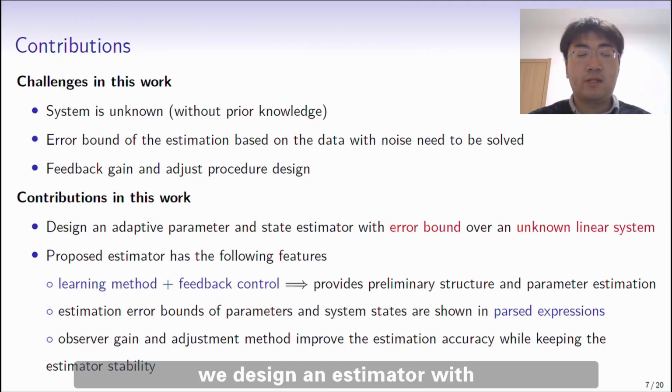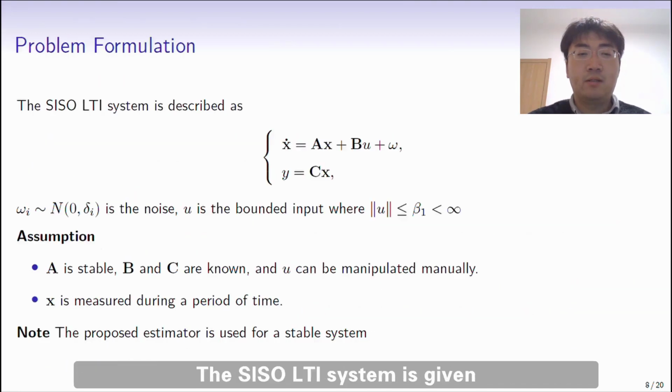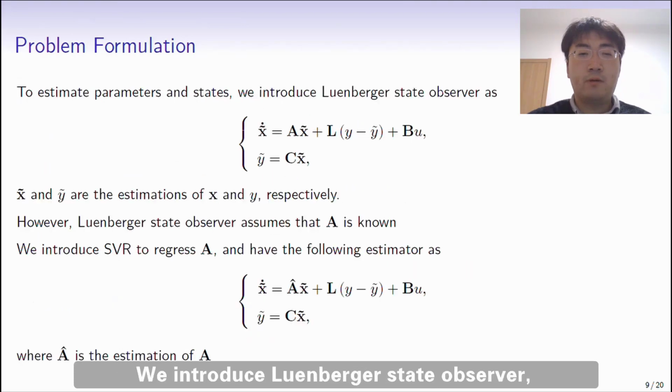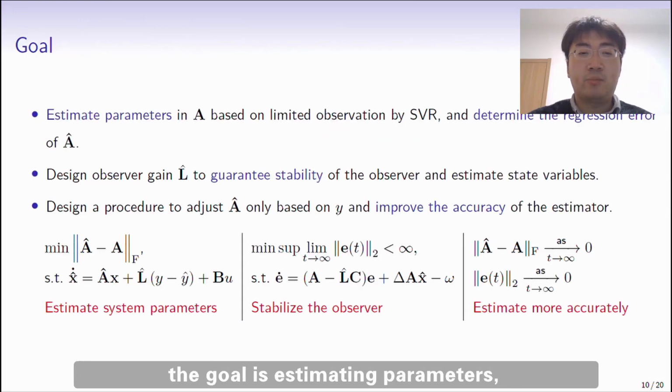In this work, we design an estimator with error bound over an unknown linear system. Also, in this work, the idea of learning methods plus feedback control provides preliminary estimation, and the design procedure to improve accuracy. Estimation error bounds are shown in the expression. The SISO LTI system is given with the following assumptions. We introduce the Luenberger state observer and the SVR to construct the estimator. The goal is estimating parameters, acquiring regression error, guaranteeing stability, and improving the accuracy.